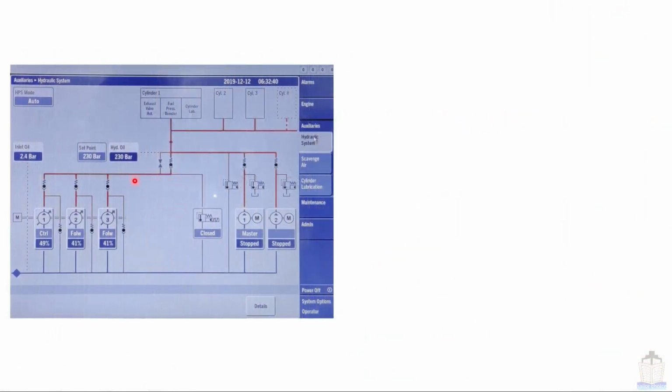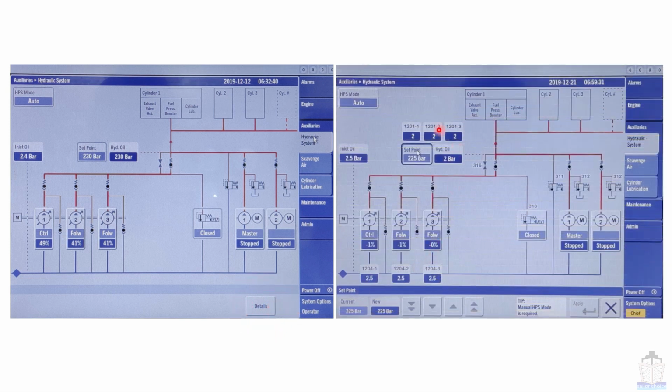This is the MOPS screenshot of the hydraulic system. Here you will find some data displayed. When you click these detail buttons, you will find some more data displayed. You can distinguish between these two pictures: here the data are less and here the data are more.